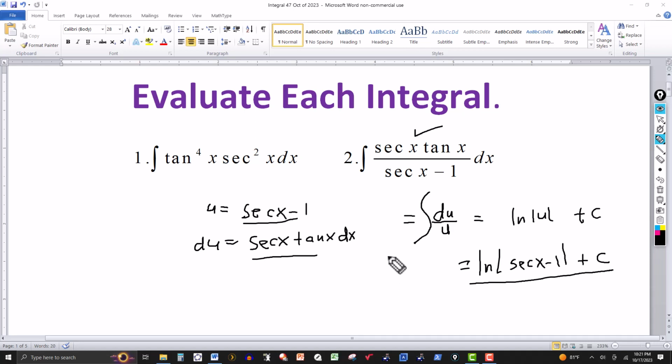And see if you can take the derivative of this and show that you get the integrand. Just doing a little bit of trigonometry with a simplification, and of course using the formula for the derivative of ln of u.